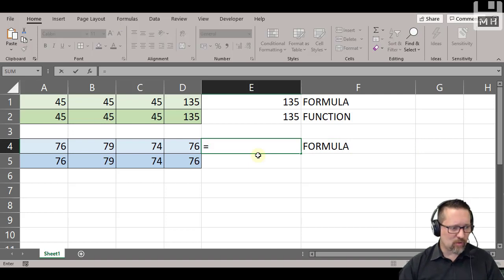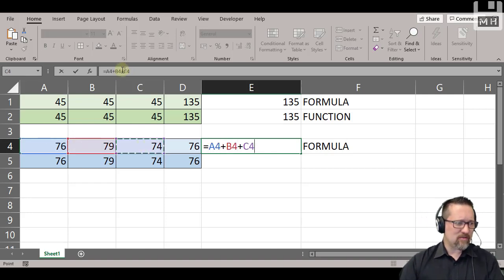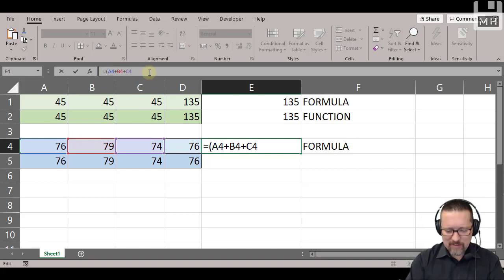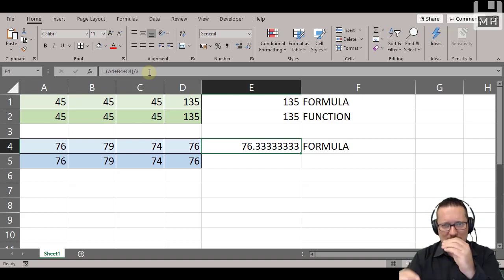And how did I do that? Well, I just went equals. Remember, we always start with an equals before we do anything. And I got equals A1 plus that, okay? Now, because we're going to be dividing, I have to remember my rules in math. So put that all in parentheses and divide it by 3. And that gives me the average, okay? So that was a formula. I manually worked it out myself, step by step by step.